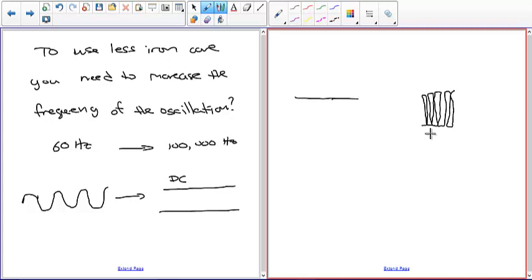So yeah, that was it. You can get a longer cord, or just don't use your cell phone while you're charging it. It doesn't really matter. Anyway, that's the bottom line.